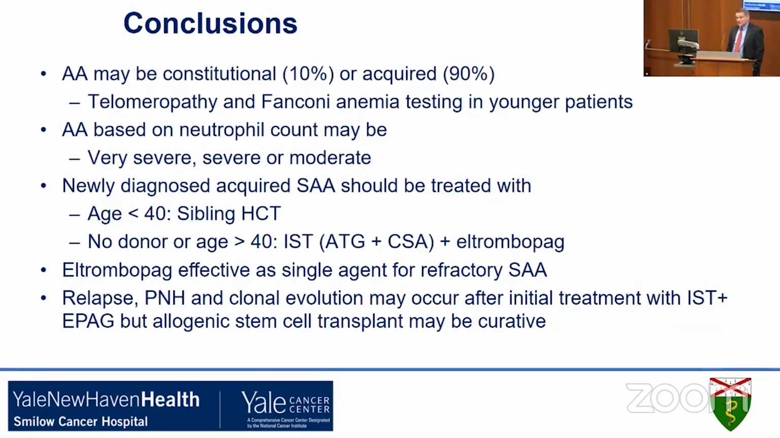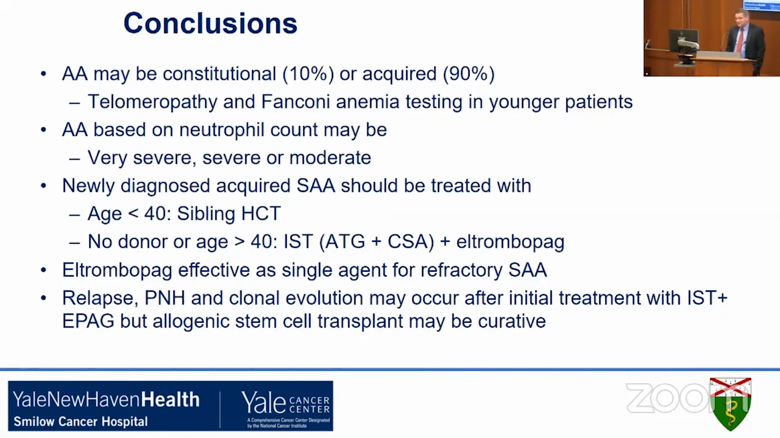Newly diagnosed patients with acquired severe aplastic anemia should be treated with transplant if they have a matched donor and they're younger. If there is no donor and they're older, immunosuppressive therapy with eltrombopag is the current standard of treatment since 2018, when this combination was approved by the FDA. Eltrombopag is effective as a single agent for refractory severe aplastic anemia patients, but of course this is true when eltrombopag was not used in the frontline setting.